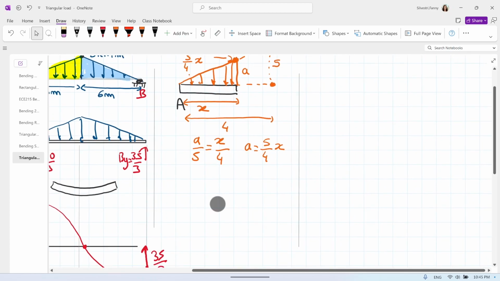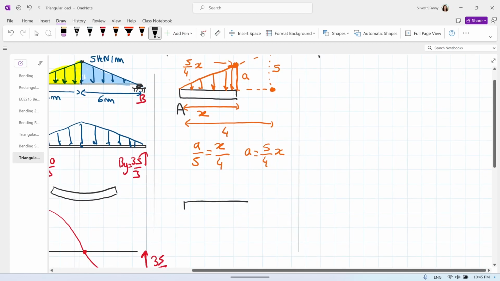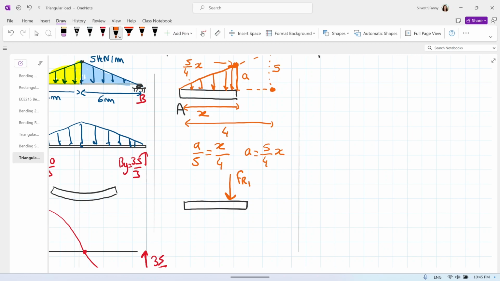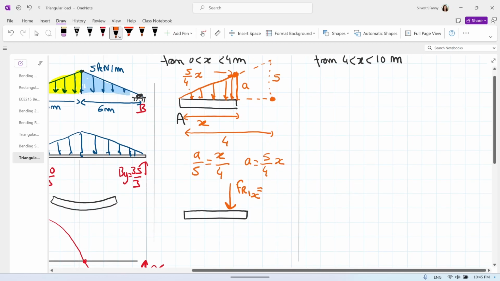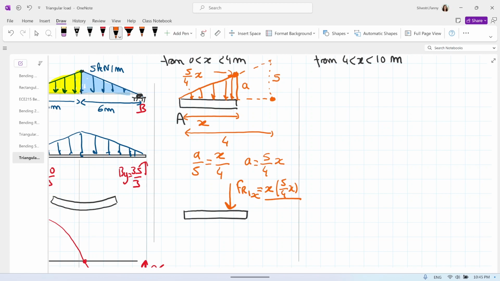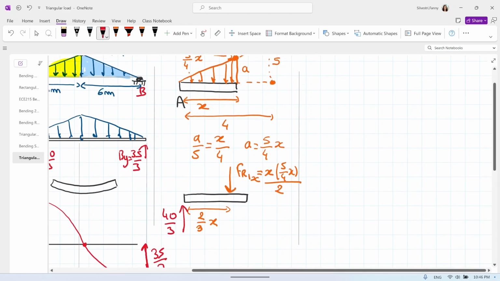So now I can draw my little piece of beam again, replaced by FR1, but just for the distance from 0 to x. And this is equal to what? This is equal to the length of the beam, that is x, times the force, that is 5/4 of x, divided by 2 because it's a triangle. This force is at the distance of 2/3 of x from the tip, and we have ay that is 40 divided by 3 kilonewton.